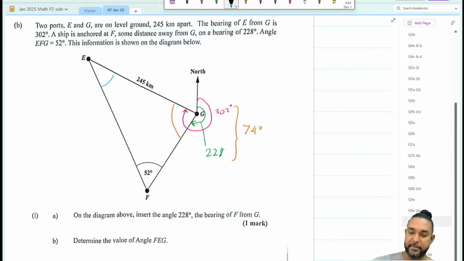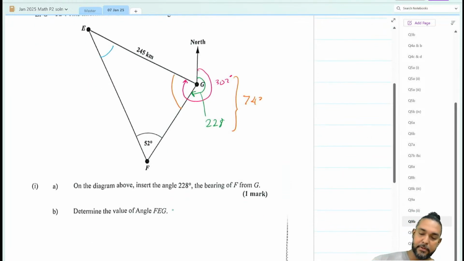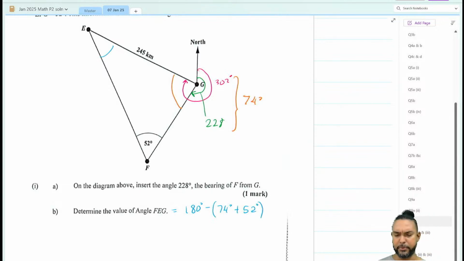Okay, and to find that FEG, that would be 74 plus 52 from 180. So that would be equal to 180 degrees minus... sorry, I was going to put a square bracket and changed my mind in the middle of writing. 74 and 52 is 126, and 126 from 180 is 54. Didn't we just get 54 degrees in the next one?